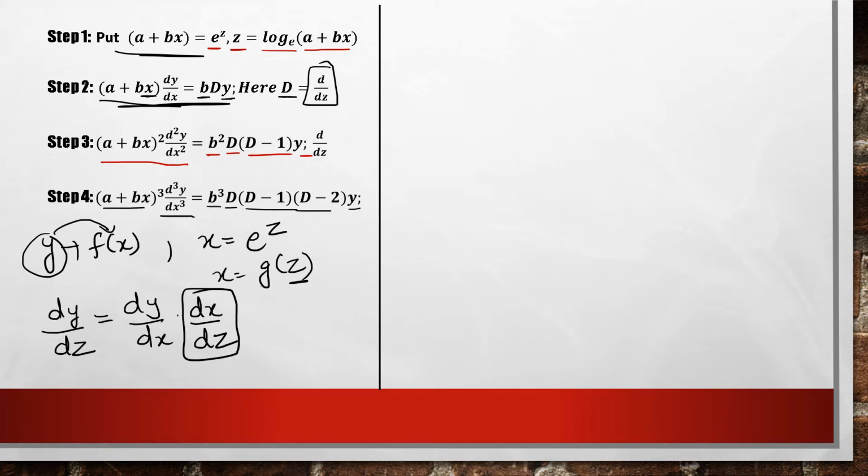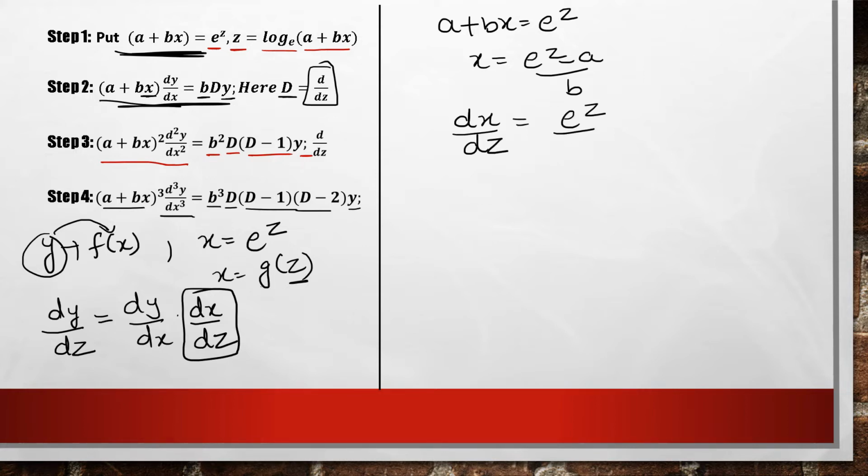Now from where do we get the value of dx over dz? From this substitution, because we are taking a plus bx equals e power z, what will be the value of x? x will be e power z minus a over b. If I differentiate this with respect to z, what we will get? dx over dz will be e power z over b. Now what is e power z? e power z was a plus bx. So that means dx over dz is a plus bx over b.